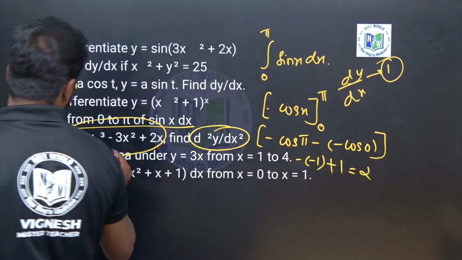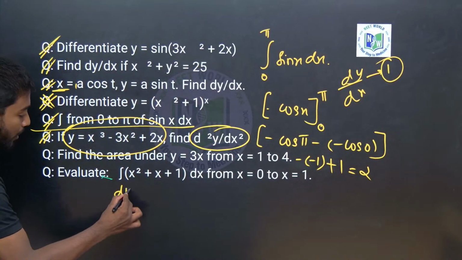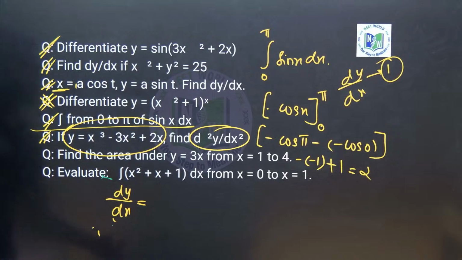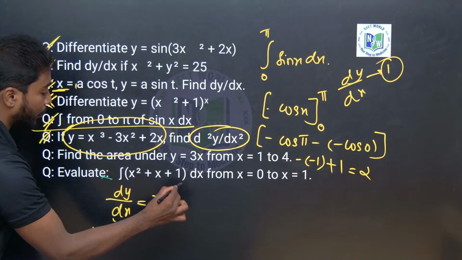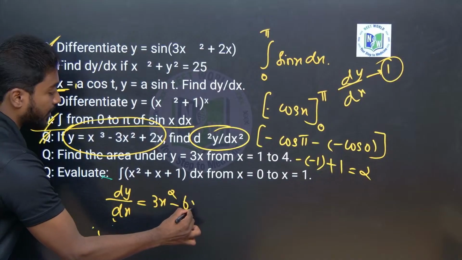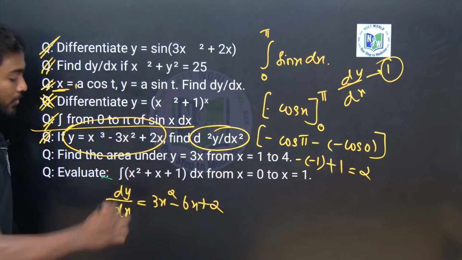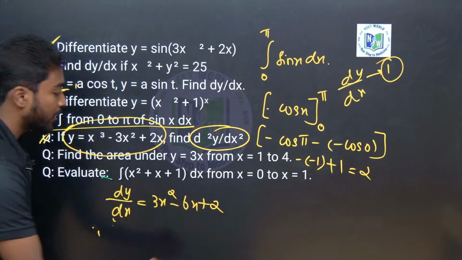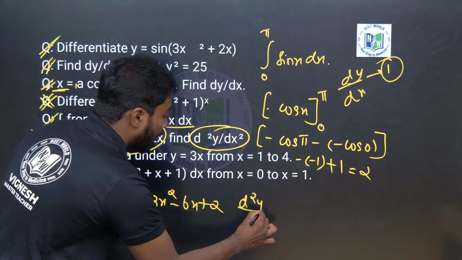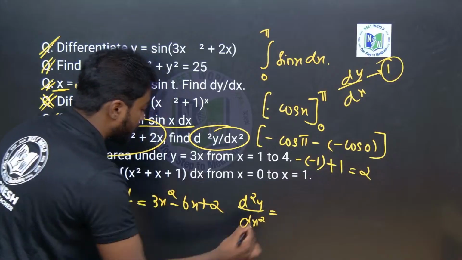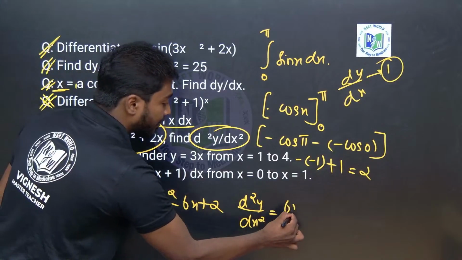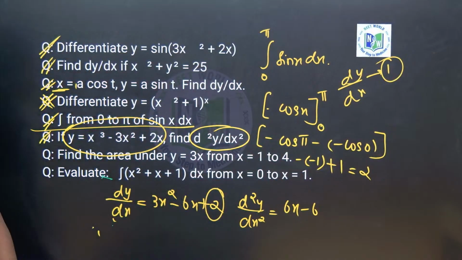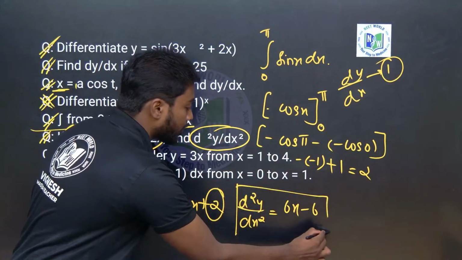Got the answer? So dy by dx is equal to, first, x cube gives 3x square minus 6x plus 2, which is the first differentiation. If I do the second differentiation, d square y by dx square will be equal to 6x minus 6 again. The constant's differentiation is 0. So this is the final answer.